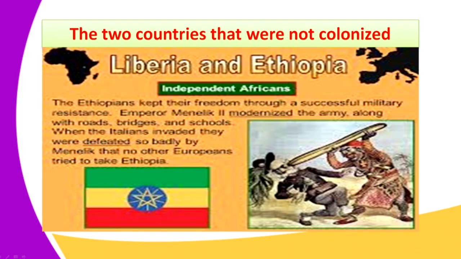So the main reason why Ethiopia was not colonized is because the Ethiopians kept their freedom through successful military resistance. They gave a very strong resistance led by Emperor Menelik II, who modernized the army along with roads, bridges, and schools. Therefore, the Italians, who had an interest in the area, were heavily defeated, and Menelik led this region to escape colonization, or rather partitioning.